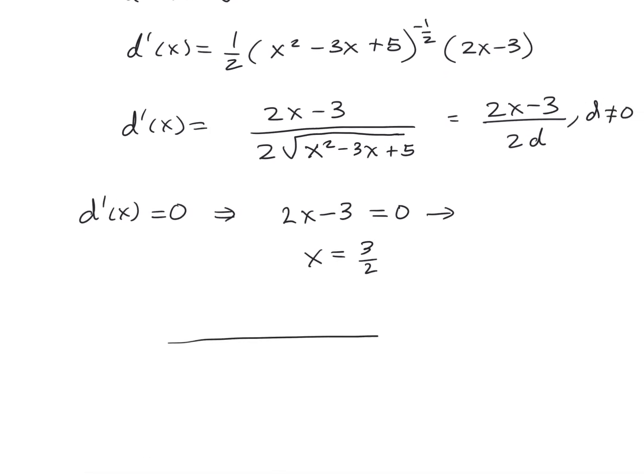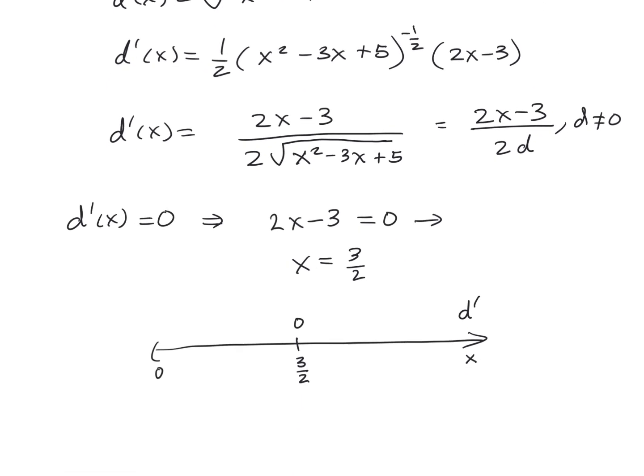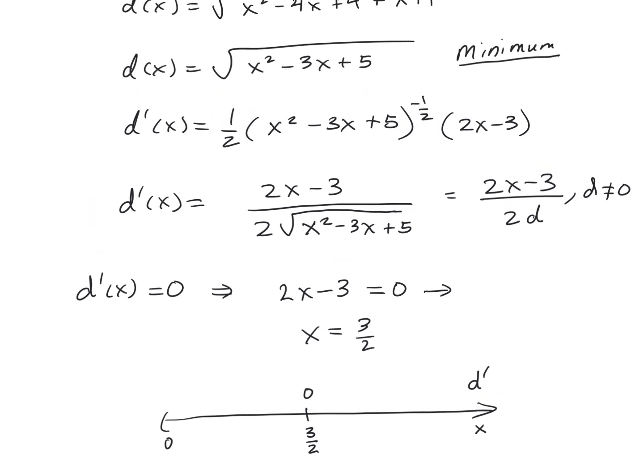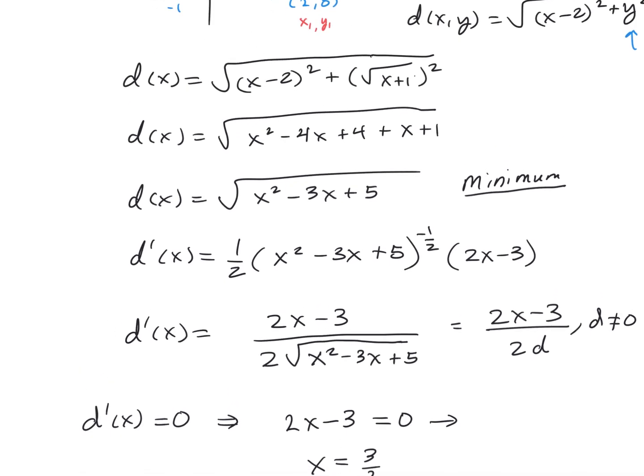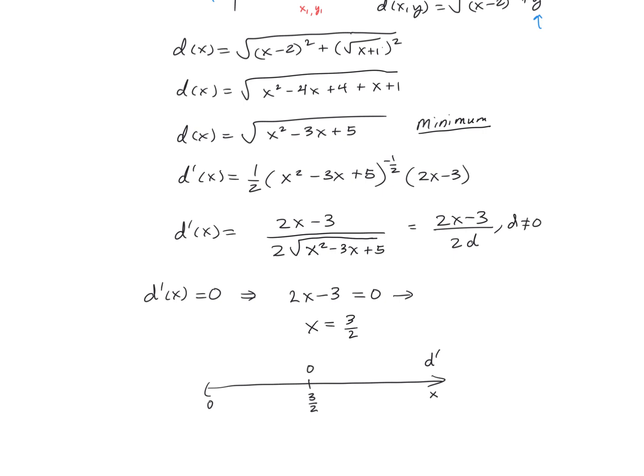So once again, we draw a number line, and we put our derivative on the number line, and we know that at 3 halves, our derivative is equal to 0. And of course, we don't have anything smaller than 0 here as an option. Well, we actually do have 0 as an option, but it's not going to be part of our answer. All right, so next thing to do is look at comparing the sign of our derivative for the two different sides of the number line. So again, our derivative is 2x minus 3 over 2 times the square root.